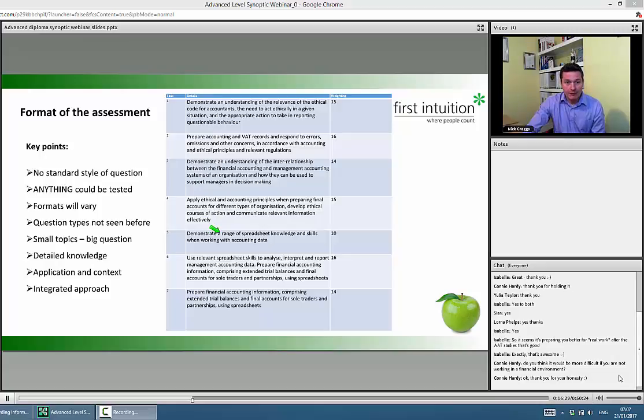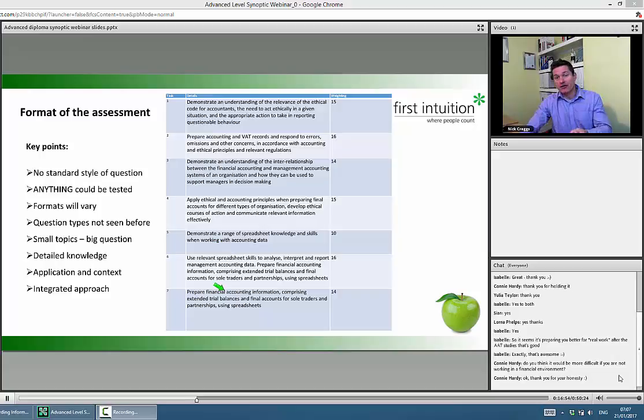And then we move on to spreadsheets. So it's demonstrate a range of spreadsheet knowledge and skills when working with accounting data, and then use relevant spreadsheets to analyze, interpret. So you're preparing data, then you're analyzing, interpreting it, and then just like you do in the old AQ 2013 exams, you enter data, then you use if statements and VLOOKUPs and things like that to do something with the data, and then it's going to be presenting data.